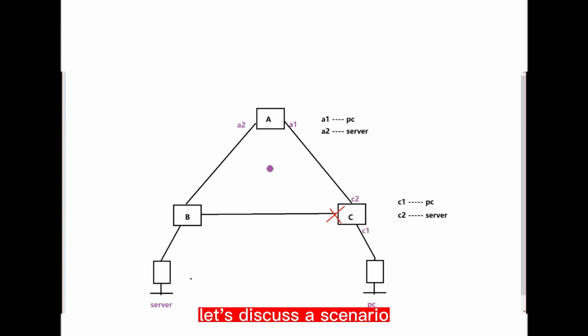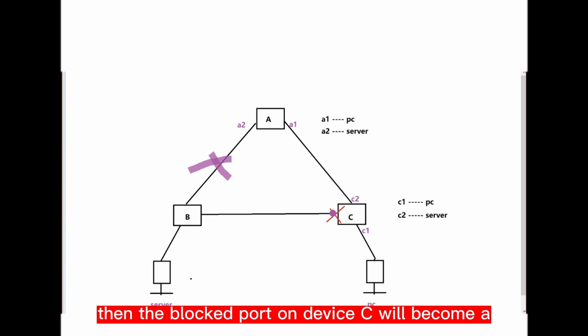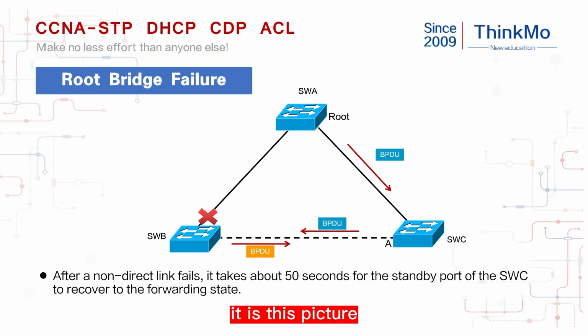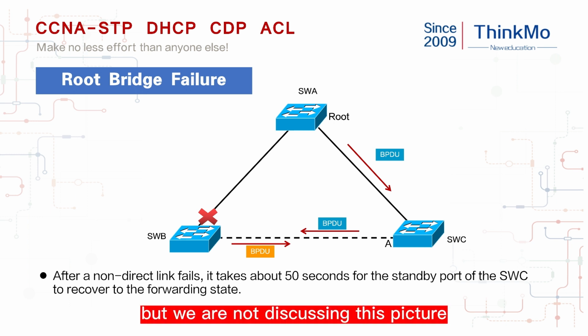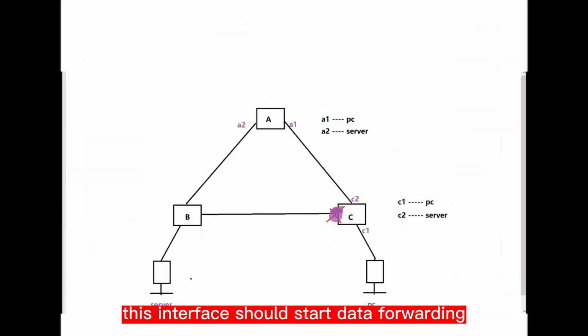Let's discuss a scenario. When one day the line between device A and device B is broken, then the blocked port on device C will become a designated port. The direct link is down now. For device C, it is indirect. It is this picture. But we are not discussing this picture. We don't discuss forwarding time. It stands to reason this interface should start data forwarding. Assuming that the 50 seconds have now passed, it has become the state of forwarding.